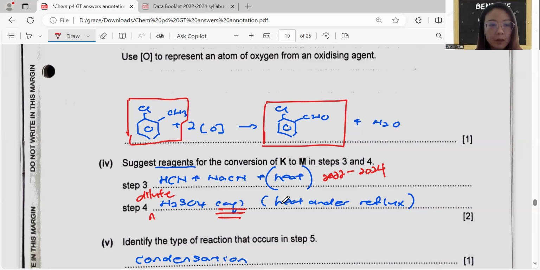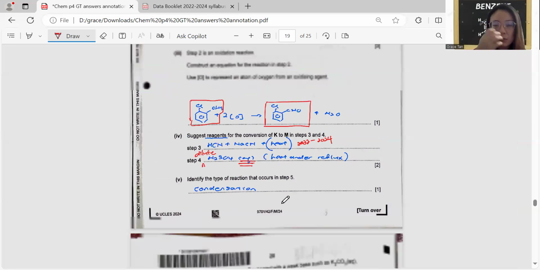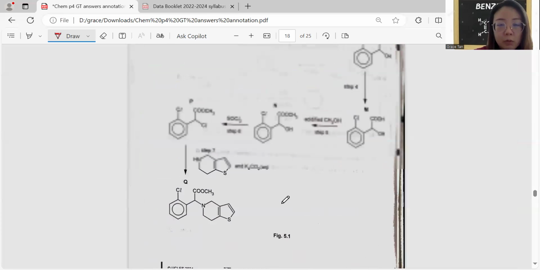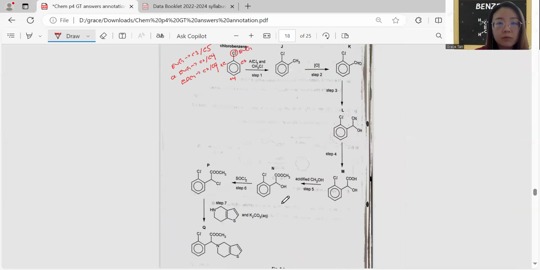Okay. State the type of reaction that occurs in step 5. Now, for information, step 5 is esterification. But you should know that the type of reaction, according to your syllabus, does not have the esterification word. So it has to be condensation. All right. So for those who want to re-look at step 3 and step 4, you may want to rewind the video just now to check what is step 3 and step 4. But it's okay. I can quickly go back to the whole route to show you what is step 3 and step 4 again.